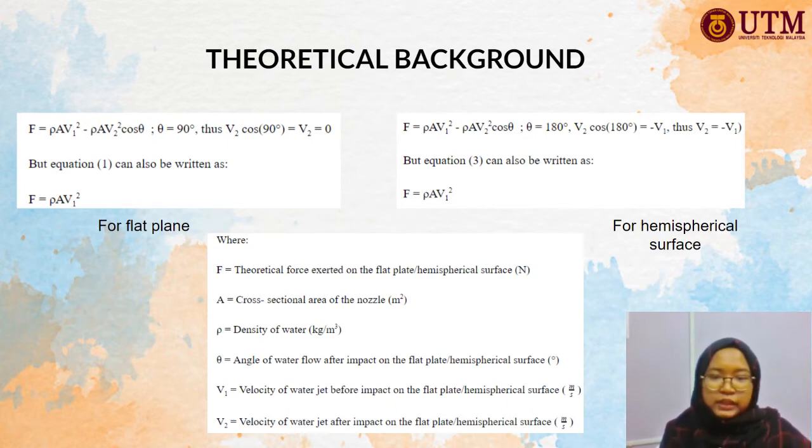Okay, to find the theoretical force generated for the flat plate when a jet of fluid strikes, we use the equation on the right side of the slide, which is F equal to rho A V1 squared minus rho A V2 squared cos theta. Since theta equals 90 degrees, V2 cos 90 degrees is equal to 0. So the equation can be simplified to F equal to rho A V1 squared.